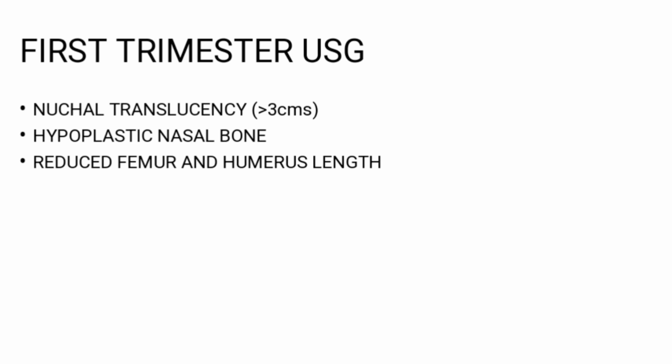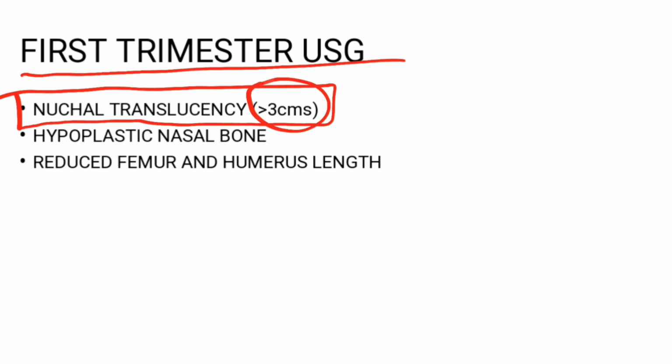So what are the radiological signs or sonographic signs that we can see in Down syndrome babies? Basically in the first trimester sonography, we can see the nuchal translucency that is more than 3 centimeters, and we can also see hypoplastic nasal bone, and the femur and humerus length is almost reduced in first trimester ultrasonography.